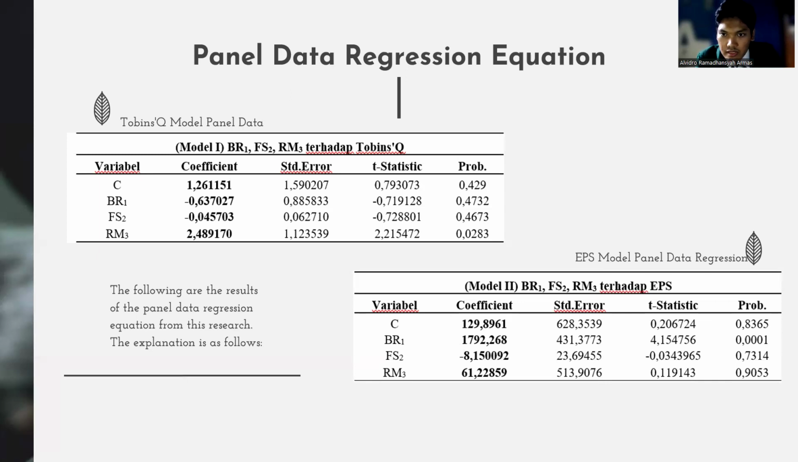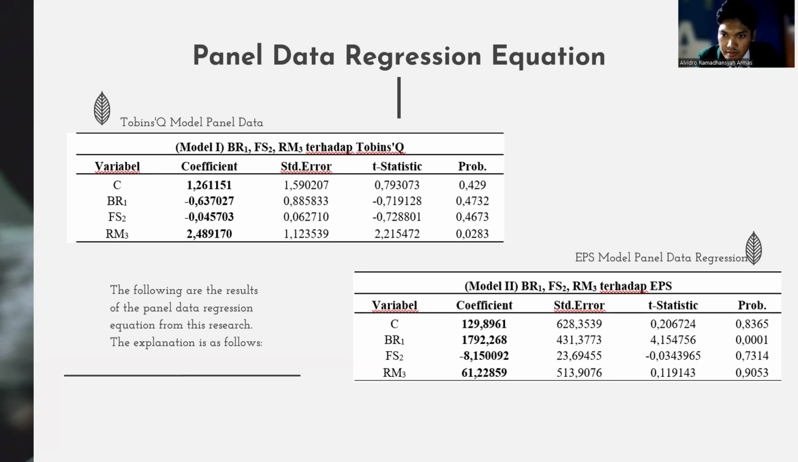So for the next model, the EPS model shows that the constant value in the regression equation is 129.8961, which means that if the value of all independent variables are constant, then the EPS value is 129.8961. The coefficient for the business risk variable is 1792.268, which means that every time business risk increases by 1, the EPS value will increase. And the coefficient of the firm size variable is negative at 8.150092, which means that every time the firm size increases by 1 unit, the EPS value will decrease.